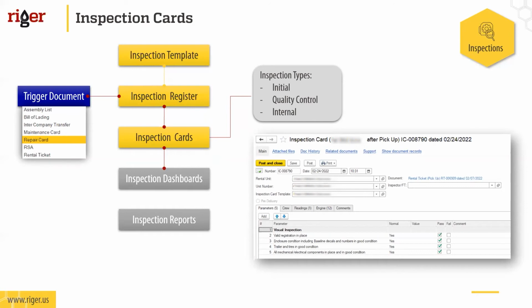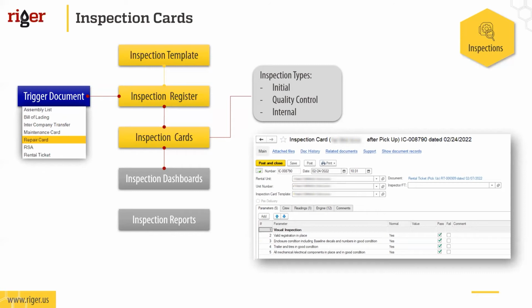And we have the trigger documents, which, to be honest, can be a lot of documents in RigER. You see a little bit of a sample, like assembly lists, bills of lading, intercompany transfer documents, and in general, the repair cards. All of them can act as triggers. The inspection can be done either to understand if a repair is required, as a quality control after being repaired, or as a standalone internal inspection of the actual assets that we have.